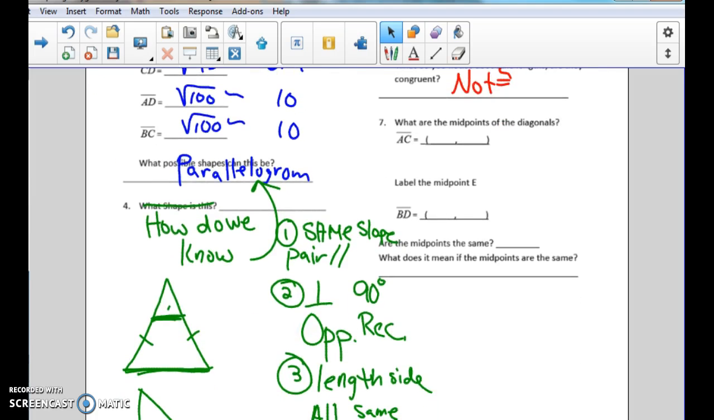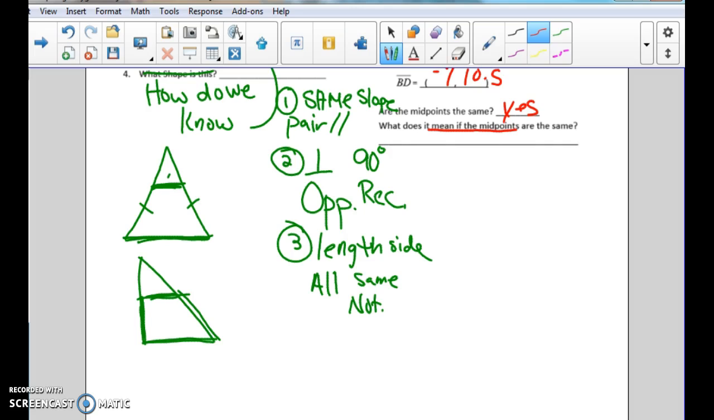All right, and the last one, part of the hardest one, what are the midpoints of the diagonals? You should have had negative 7 and 10.5 for both of them. What does that mean? That was the hardest one. Yes, they're the same. But what does that mean? A lot of you just sat there and were like, I don't know. Okay, well, let me give you an example.